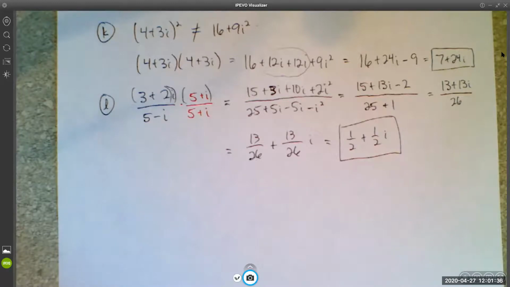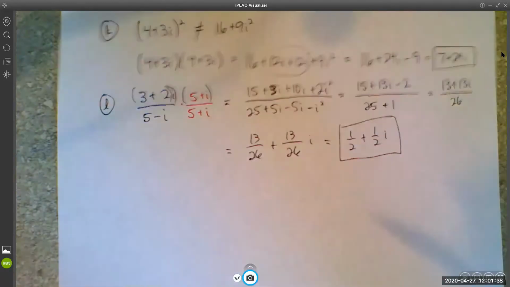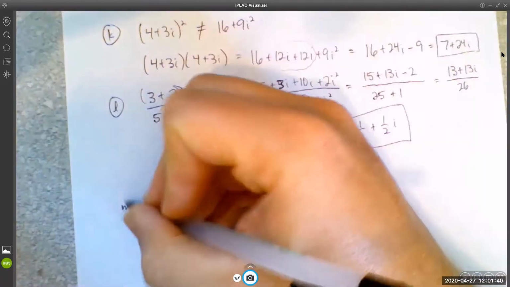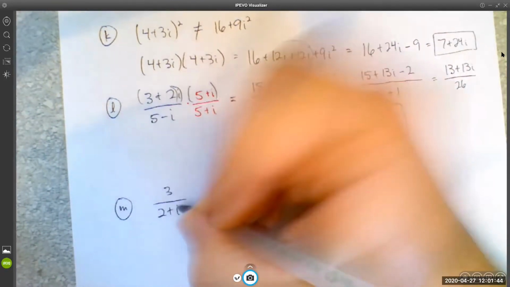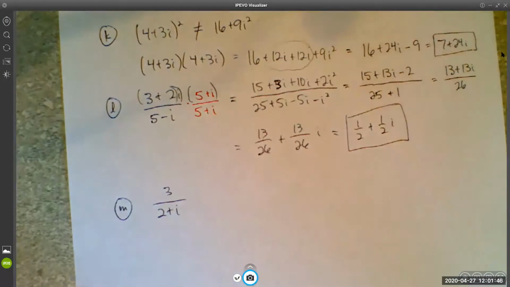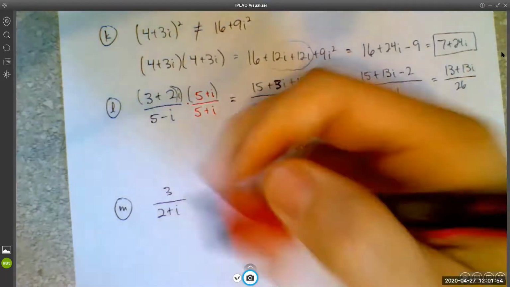Okay, let me give you another one of these examples. Let's do 3 over 2 plus i. Now you're not going to multiply by 2 plus i in this case. You're going to multiply by the conjugate of 2 plus i, which is 2 minus i.